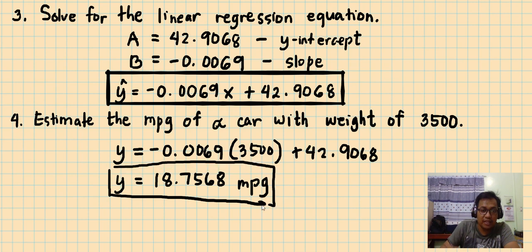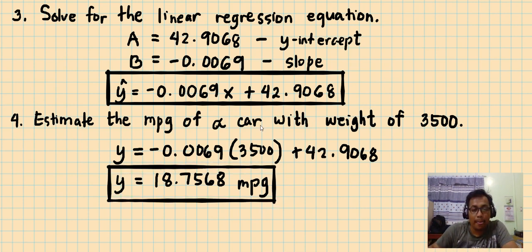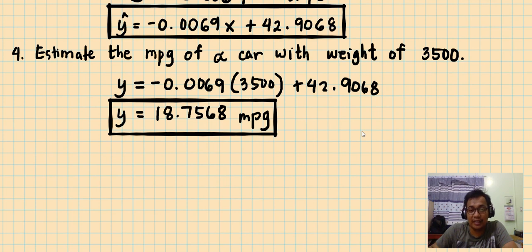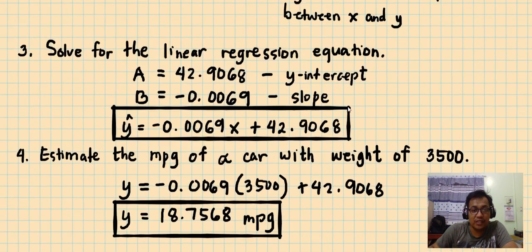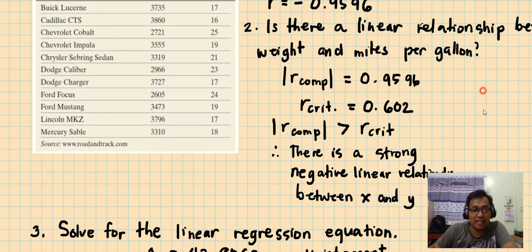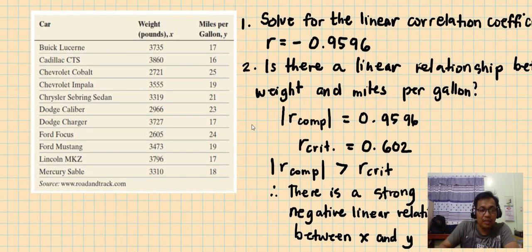Ngayon, ang problema, the question is, can we estimate the miles per gallon of any car with a given weight? Ang sagot dito, it depends. Okay? So, merong limitation ang linear regression equation natin. So, ang limitation niya ganito. Balik tayo doon sa data natin. Ang ating minimum value for x ay 2,721. At ang ating maximum ay 3,860.